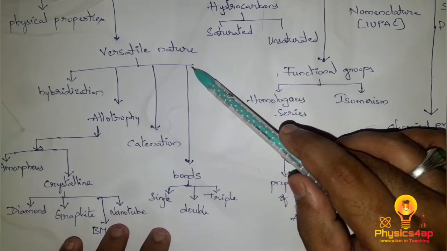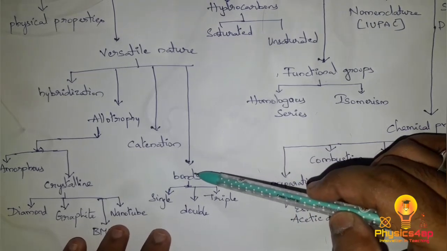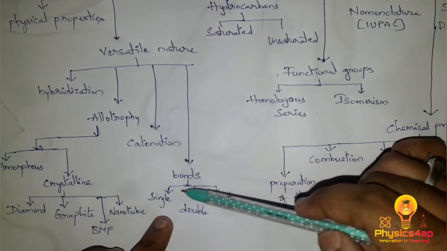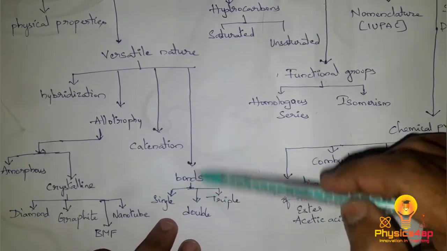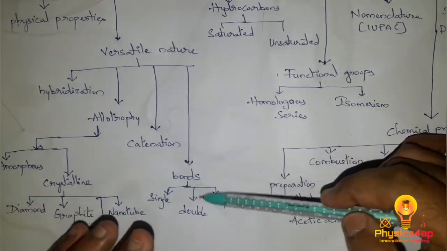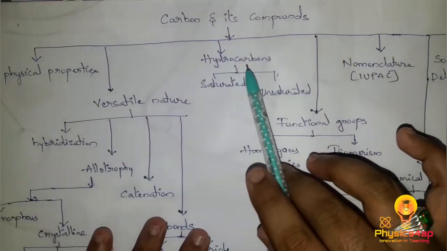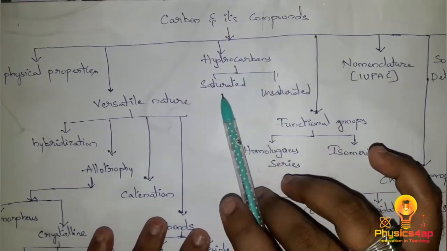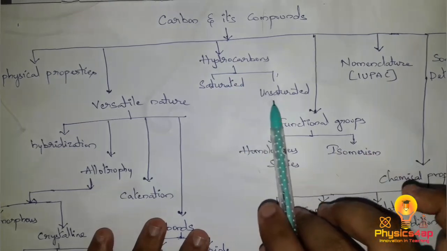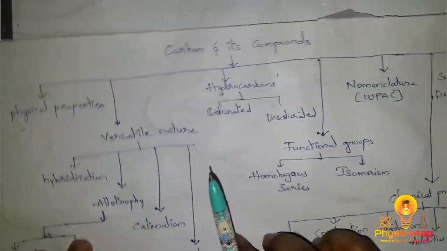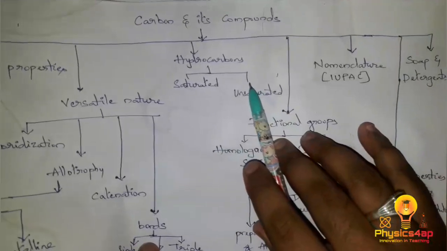Next are the bonds, that is, the single bond, double bond and triple bond. Carbon can form single, double and triple bonds, so we will be discussing that. Next we will discuss hydrocarbons, in which we will cover saturated and unsaturated hydrocarbons, so the types of hydrocarbons will be discussed.